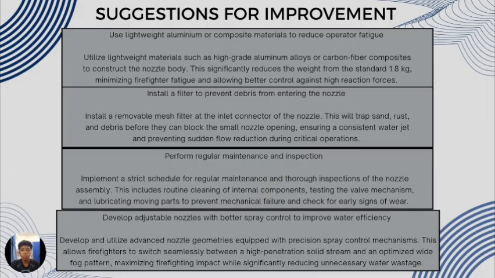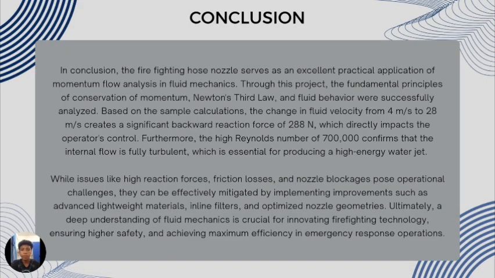To conclude, the firefighting hose nozzle is an excellent example of momentum flow analysis. Throughout this project, we successfully analyzed that the change in water velocity creates a 288 Newton backward reaction force. Our calculation also shows a high Reynolds number of 700,000, confirming the flow is fully turbulent, which is essential for a high energy water jet. While issues like friction, losses, and blockage exist, they can be solved with proper engineering improvements. Ultimately, a deep understanding of fluid mechanics is crucial to ensure higher safety and efficiency in emergency operations.